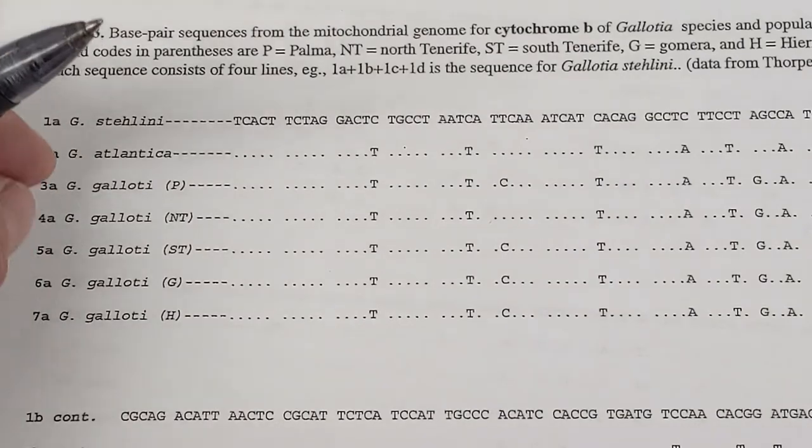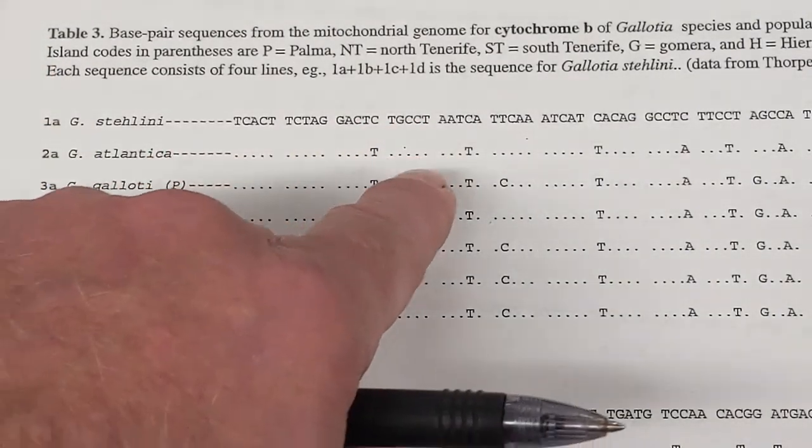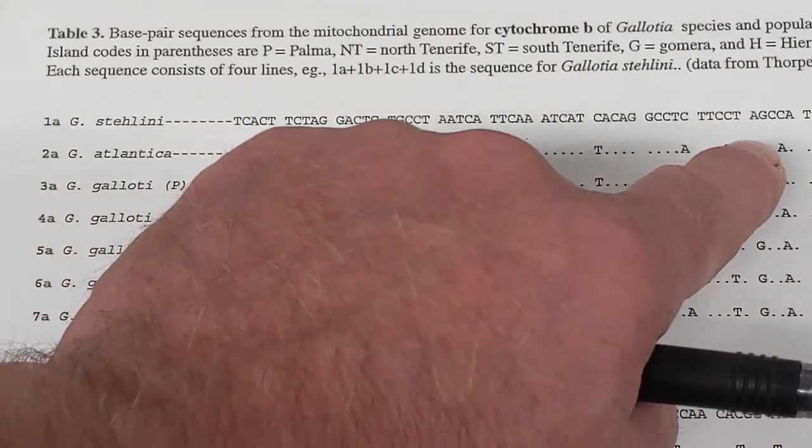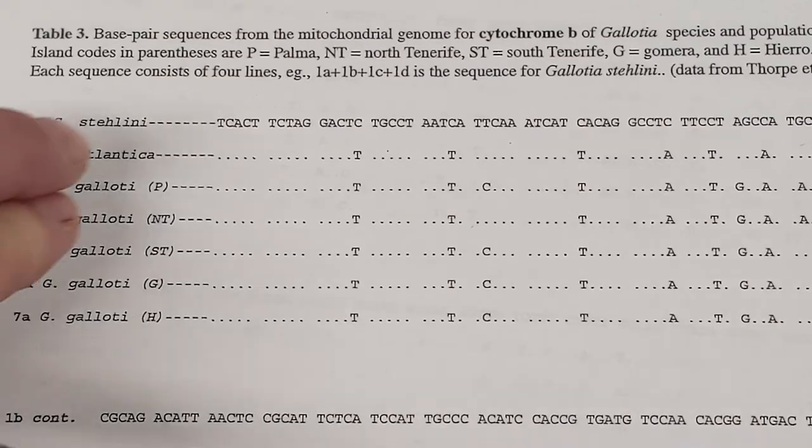We can compare one to two simply by counting the number of differences. One, two, three, four, five, six, and we keep doing that. When we're all done counting the differences between Stellini and Atlantica, we can record that number. And then the next thing we're going to do is compare the number of differences between Atlantica and Galotia galloti of Palma. And we can do that right here.